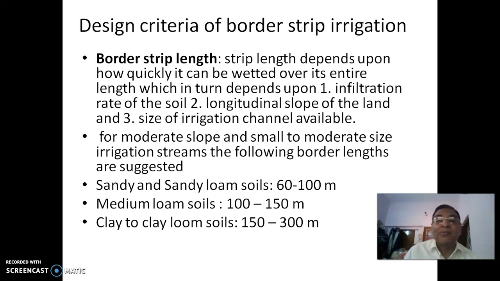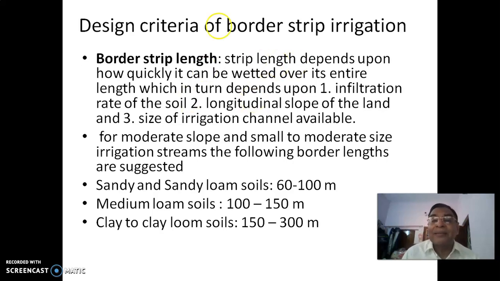Similarly, design criteria of border irrigation continued. The border strip length: earlier we talked about less than 100 meters to as much as 300 meters, but it is not uniform throughout. It all depends on the soil. First of all, strip length depends upon how quickly it can be wetted over its entire length, which in turn depends upon, one, the infiltration rate of the soil, two, the longitudinal slope of the land, and the size of the irrigation channel. We resort to concentrated flow over a width of the land because we want to quickly wet this land. So that should be the criteria.